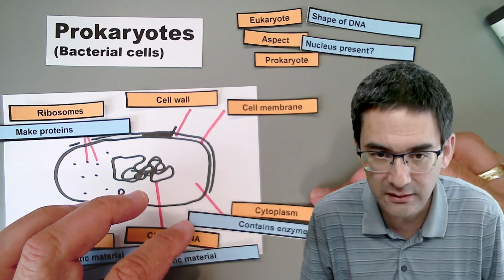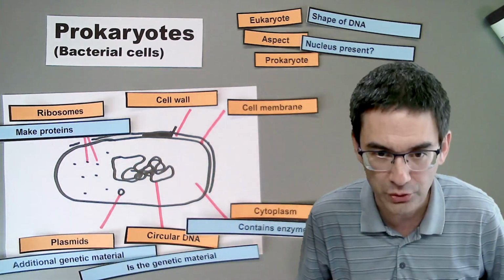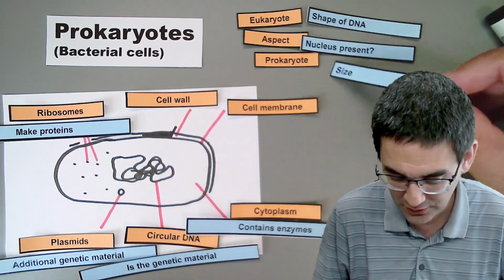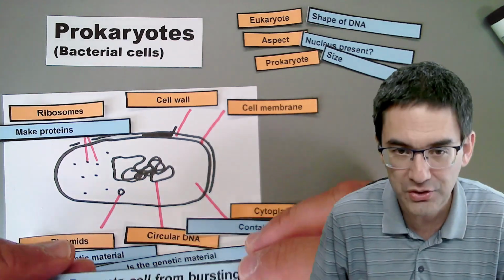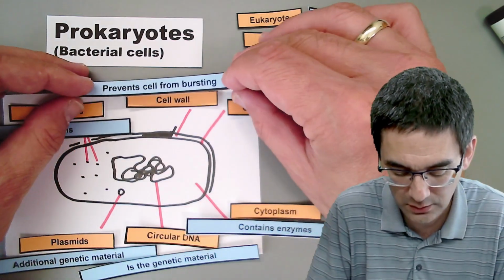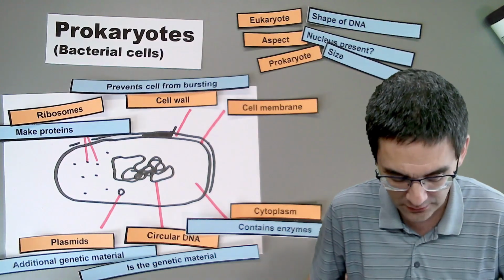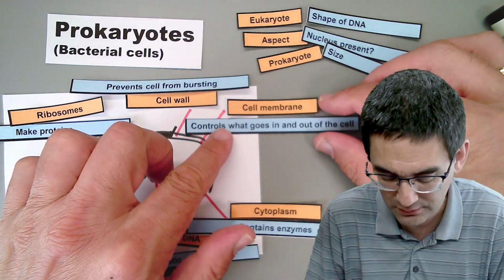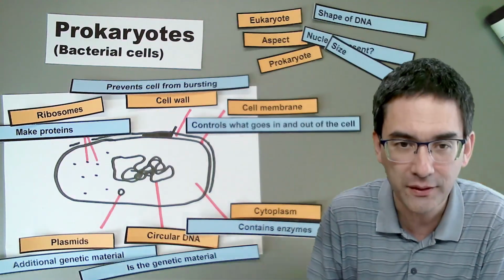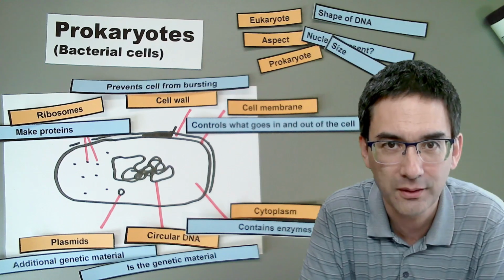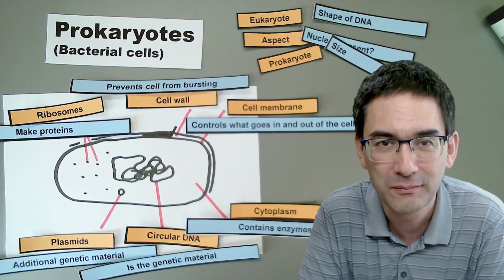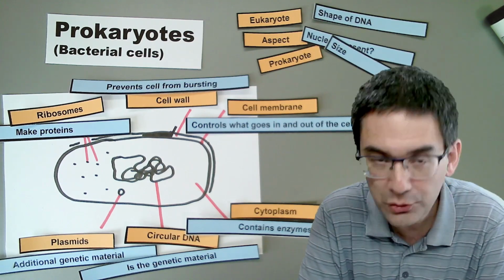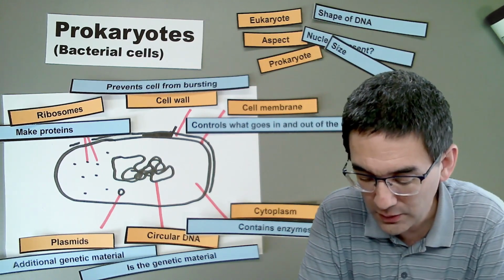Later on at the end of the video, I'm going to arrange this much more nicely. You see, you cannot even see it properly because I'm in the way. This one also doesn't belong here. It prevents the cell from bursting. That is, of course, the cell wall. I'm just going to put it up here. And it controls what goes in and what goes out of the cell. This is the cell membrane. Okay, so we not only labeled everything, but we also added the function of the different parts of a prokaryote, of a bacterium.